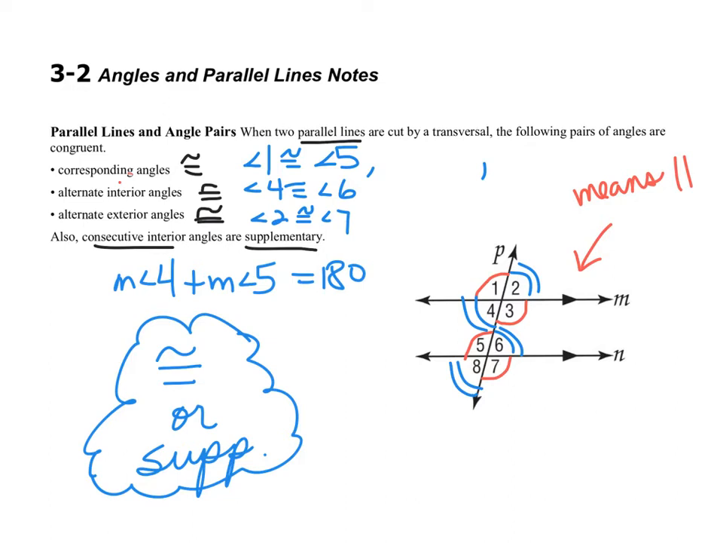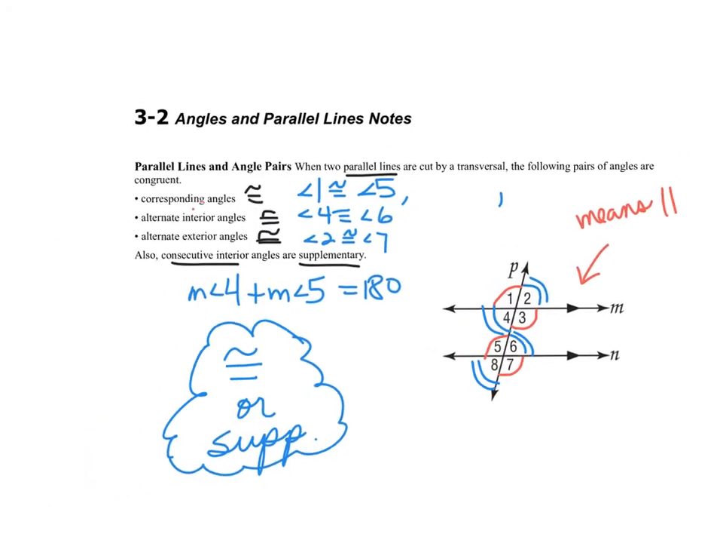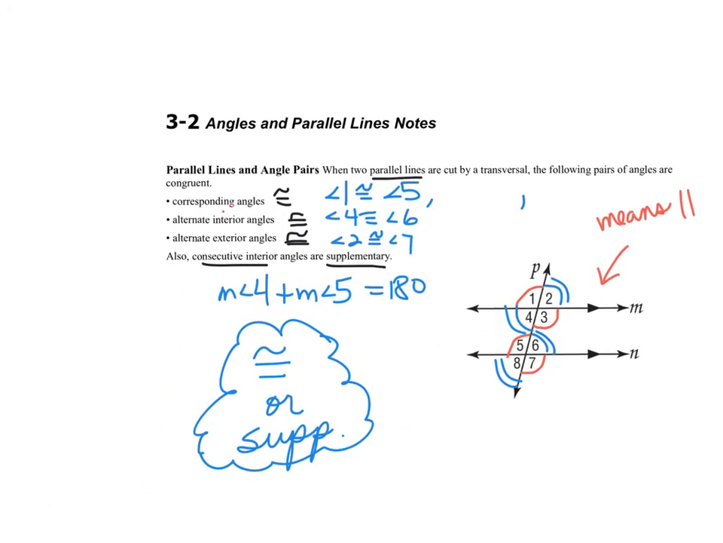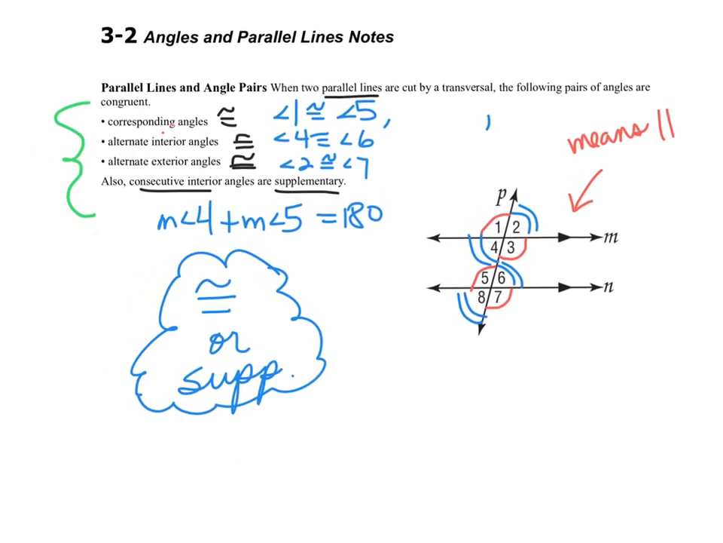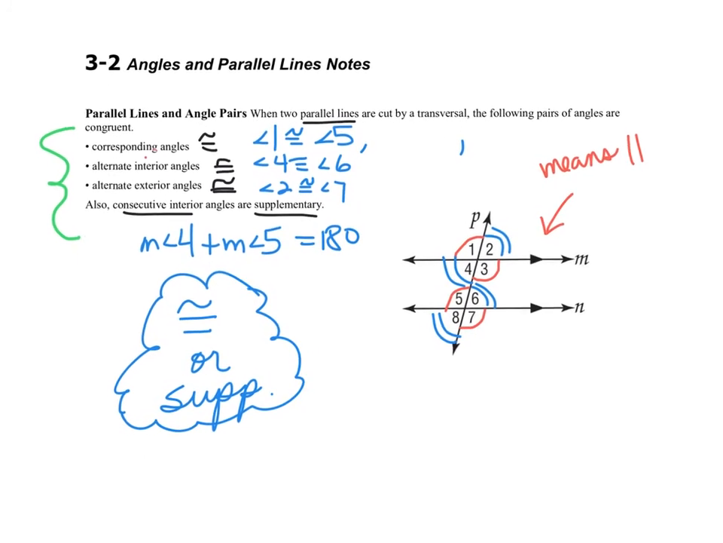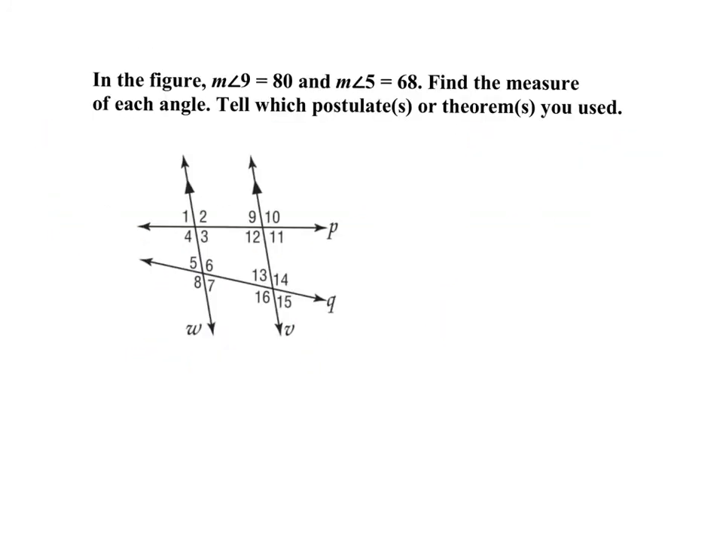I mean, silent. Any questions so far? Okay, so based on these rules right here, everything that we're going to do today is based on those. So knowing the angle pair and knowing if they're congruent or supplementary. Look here at this figure. They tell us that angle 9 is 80 and angle 5 is 68, and to define the rest of them and tell what postulate or theorem is used.